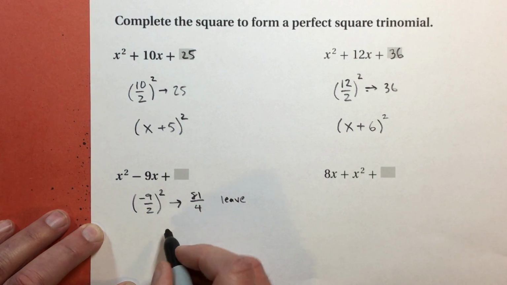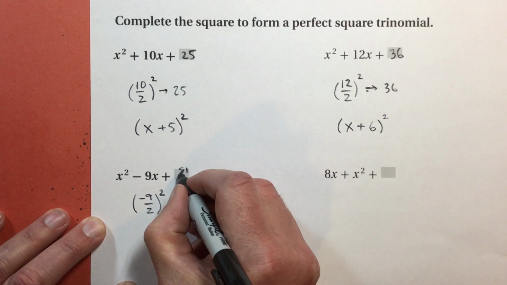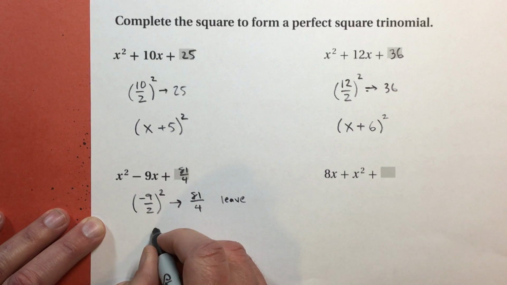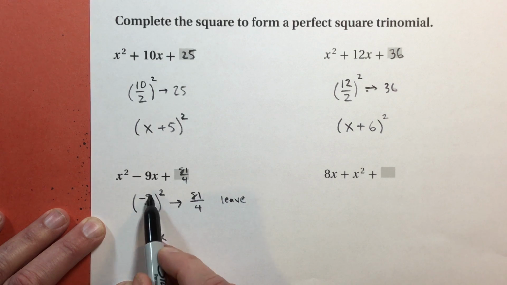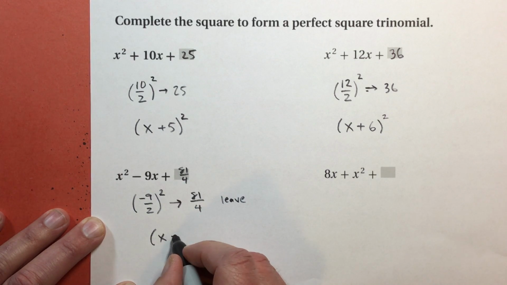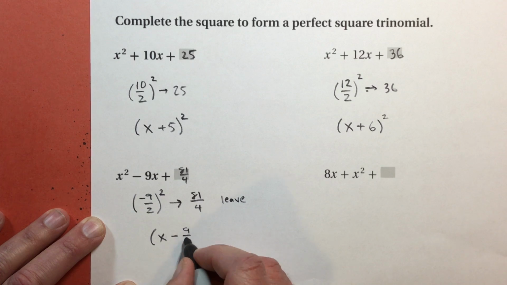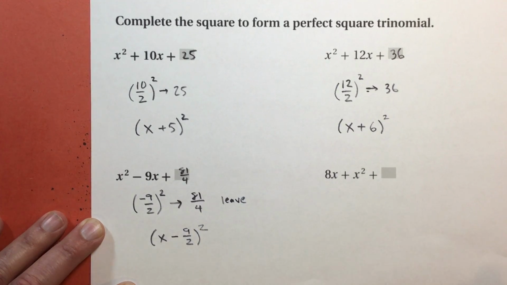And that 81 over 4 is going to go there. When I factor it, I take this negative 9 over 2, and I write x minus 9 over 2, squared.